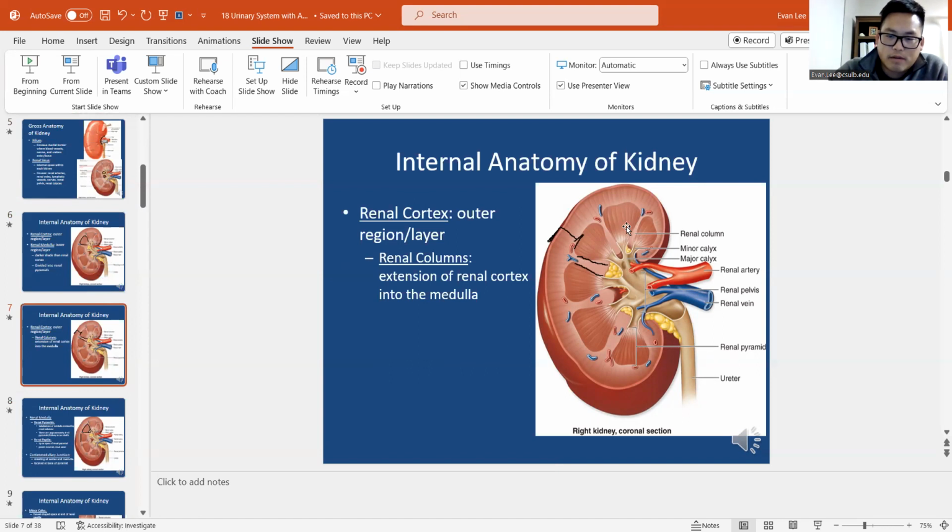Now, looking at the cortex, and once again, the cortex is the outer layer, but you can also see those parts going inwards. That is the renal columns. So the straight portions that are leading deeper into the kidney, those are the renal columns. So you can still see the color, it's still the same, but you can see it going deeper and forming these straight regions. Those are the renal columns.